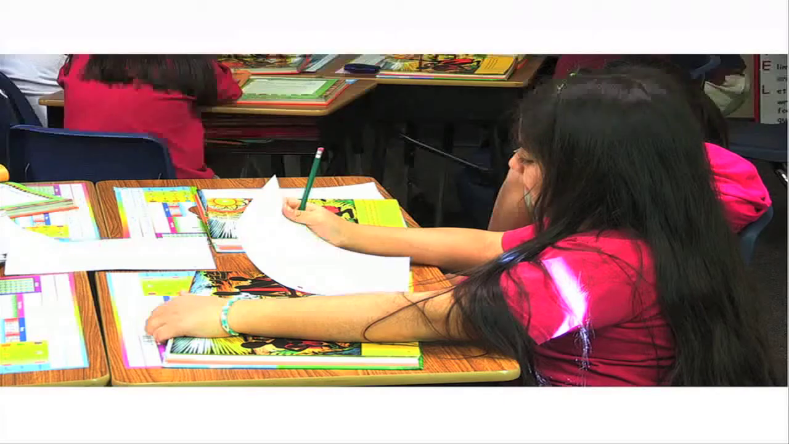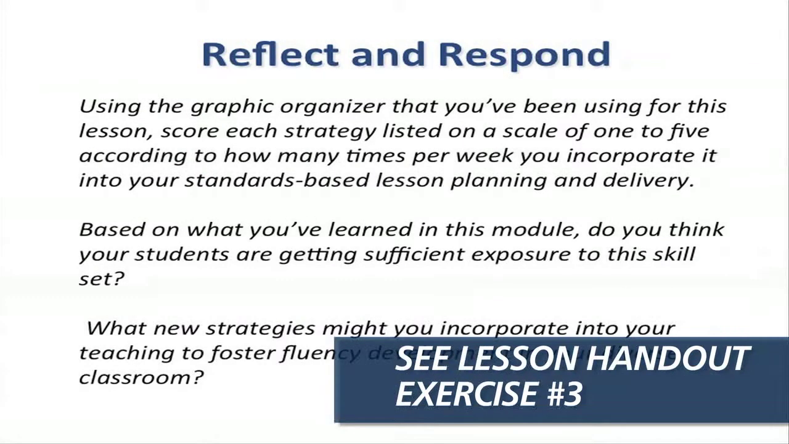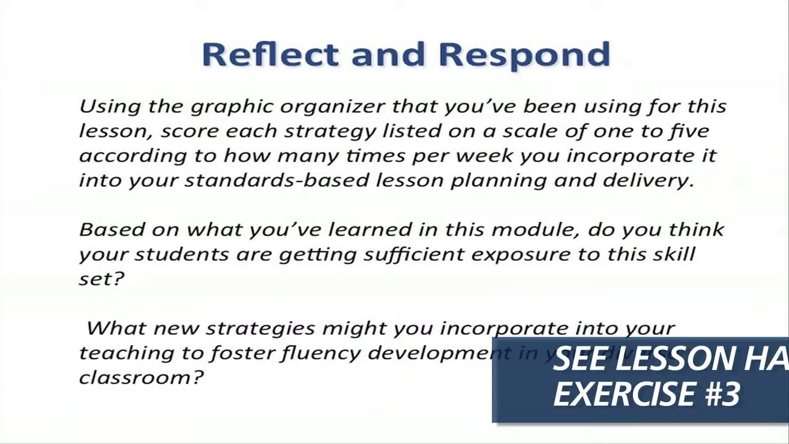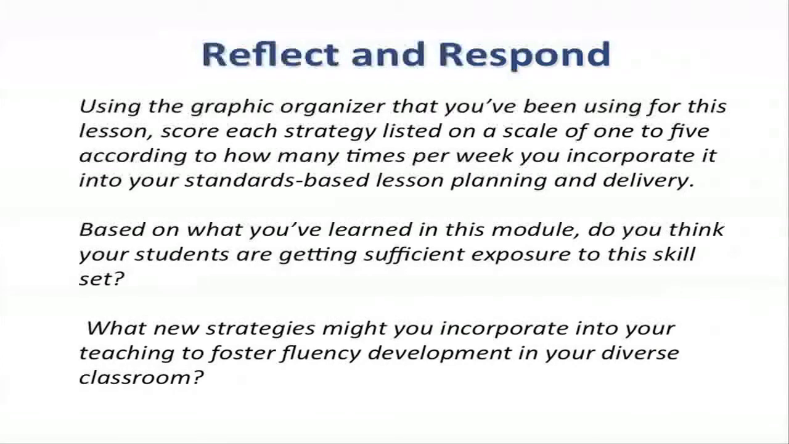Now that we've explored ways to help students improve their reading fluency, take a moment to critically evaluate the list you've generated while participating in this lesson. Using the graphic organizer that you've created for this lesson, score each strategy listed on a scale of 1 to 5 according to how many times per week you incorporate it into your standards-based lesson planning and delivery. Based on what you've learned in this module, do you think your students are getting sufficient exposure to this skill set? What new strategies might you incorporate into your teaching to foster fluency development in your diverse classroom?